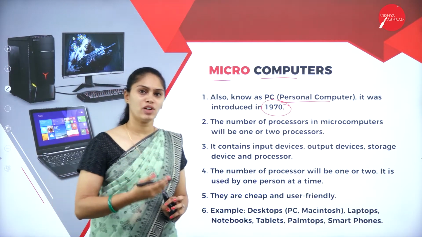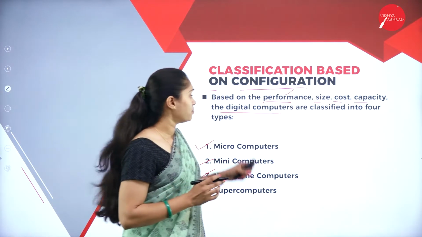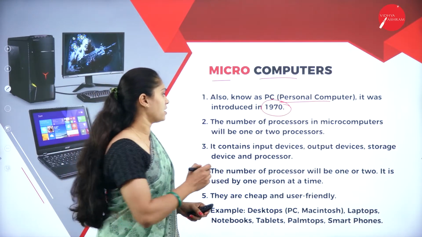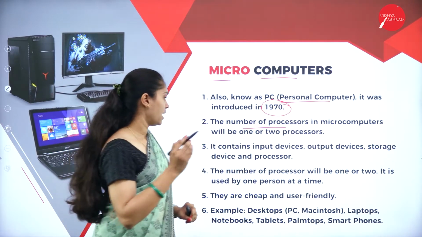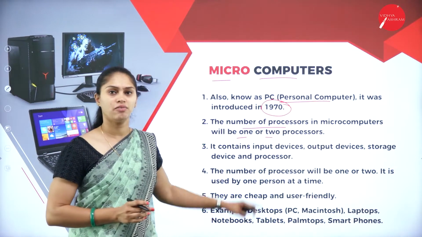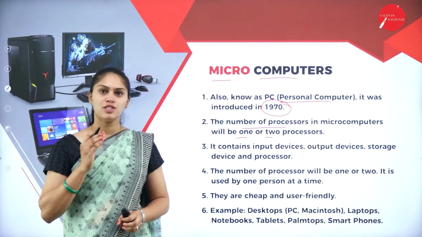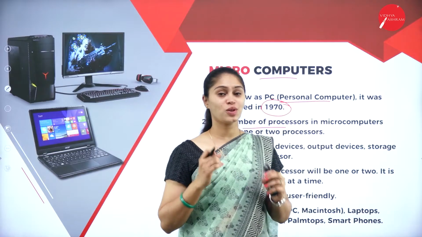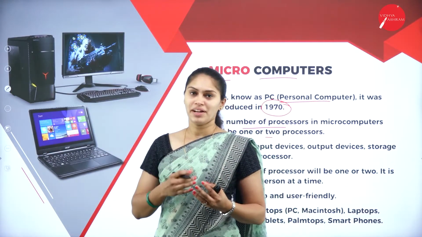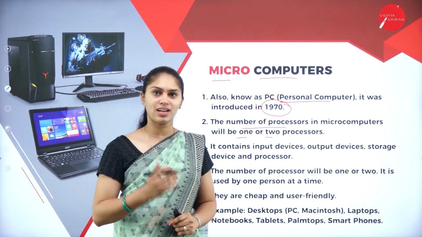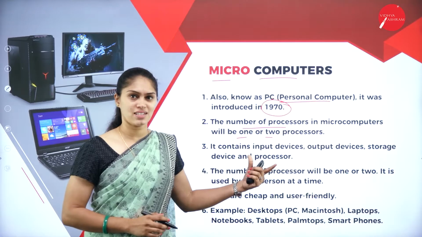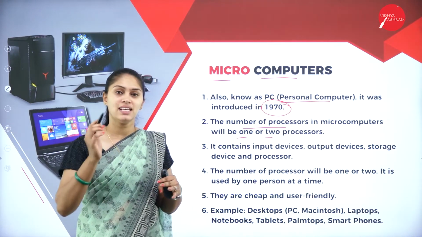What number of processors are we going to use? Based on the processor we calculate the performance of a computer, right? Here the number of processors in the microcomputer is either 1 or 2. We incorporate either 1 or 2 microprocessors when developing these microcomputers. Then what does this microcomputer consist of? It has input devices, output devices along with storage devices. The combination of input, output and storage media, I can call peripheral devices. You have to remember that point. Peripheral devices means a combination of input, output and secondary storage media.